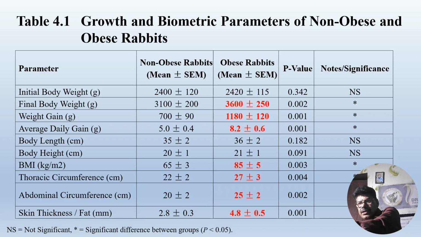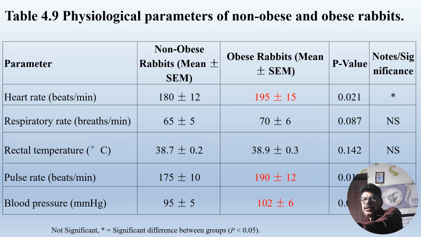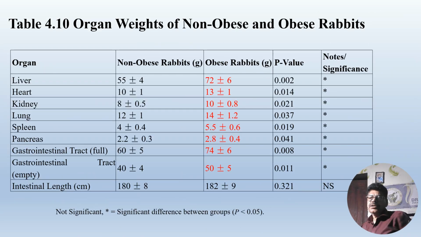We have seen that the final weight, the weight gain, the average weight, the BMI, the thoracic circumference, abdominal circumference, and skin thickness were significantly higher in obese rabbits as compared to non-obese rabbits. The heart rate, the pulse rate, and the blood pressure were significantly higher in obese rabbits as compared to non-obese rabbits.